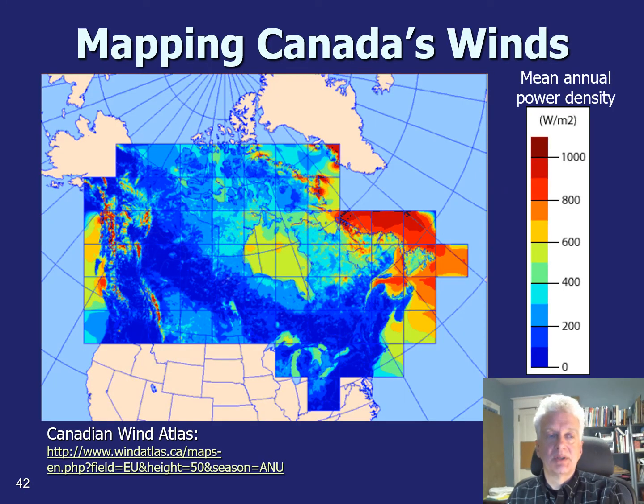Mapping Canada's winds, there's a really valuable resource in the Canadian Wind Atlas. That's a wind resource assessment for the entire country. On this rectangular grid, you can see that the points in the model of how much wind there is are color-coded, with dark blue being the lowest wind availability and the reds and maroons being really super strong winds.